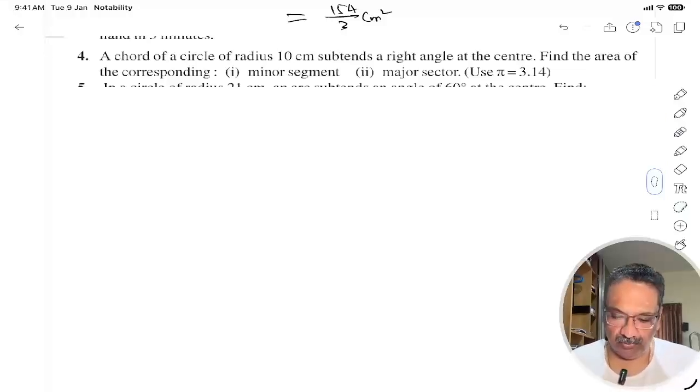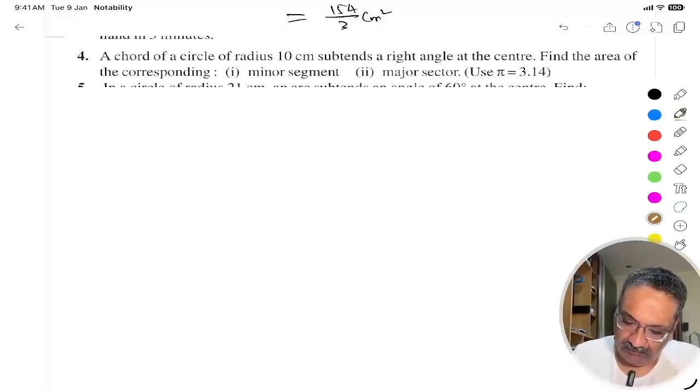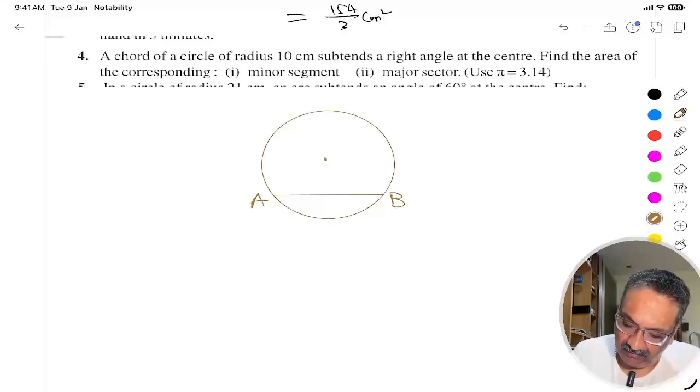Okay, now let's come to question number 4. What does question number 4 say? A chord of a circle of radius 10 centimeter subtends a right angle at the center. Okay, so they have given there is a circle, and there is a chord. I will call this chord as A and B. Now this chord subtends a right angle at the center. So this angle they have given as right angle.